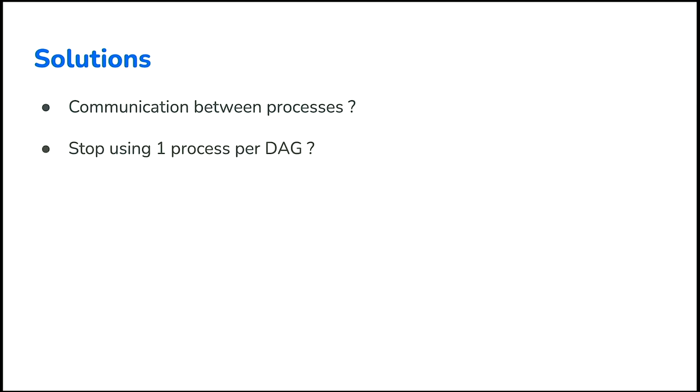So the solutions that we were thinking about: first, maybe you could think about communicating between the processes. But if we do that, it's pretty complex. There are many independent processes that keep on being created and destroyed. It's really hard to do, so I didn't investigate this way. Maybe we could also stop using one process per DAG, but then we lose the isolation that we really need, that we cannot do without. So really not a good option.